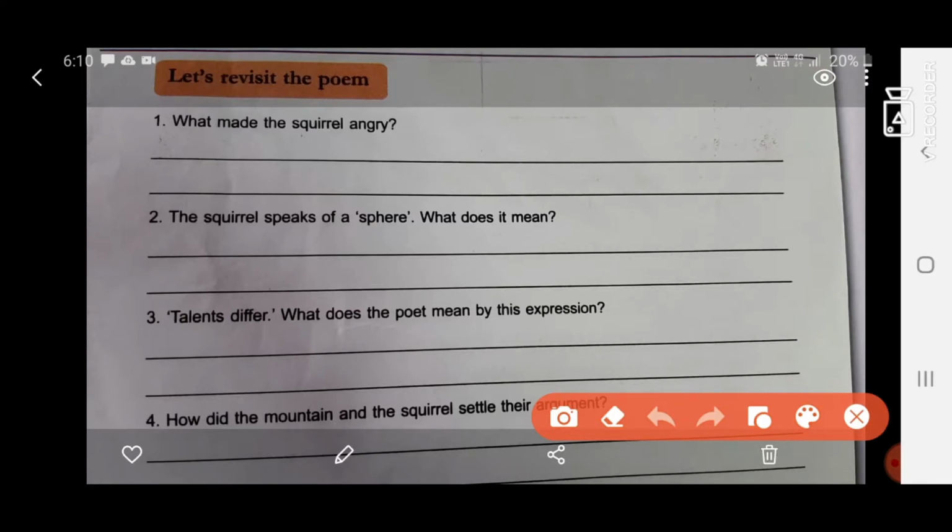Now you may write the answer in this space. Second question. The squirrel speaks of his fear. What does it mean? In their conversation, in his dialogues, the squirrel speaks about his fear. What do you mean by his fear?